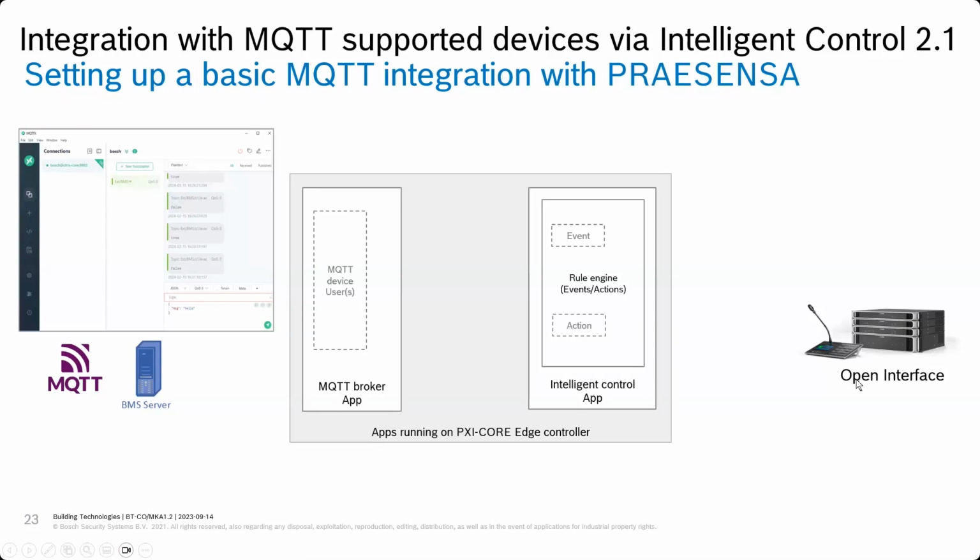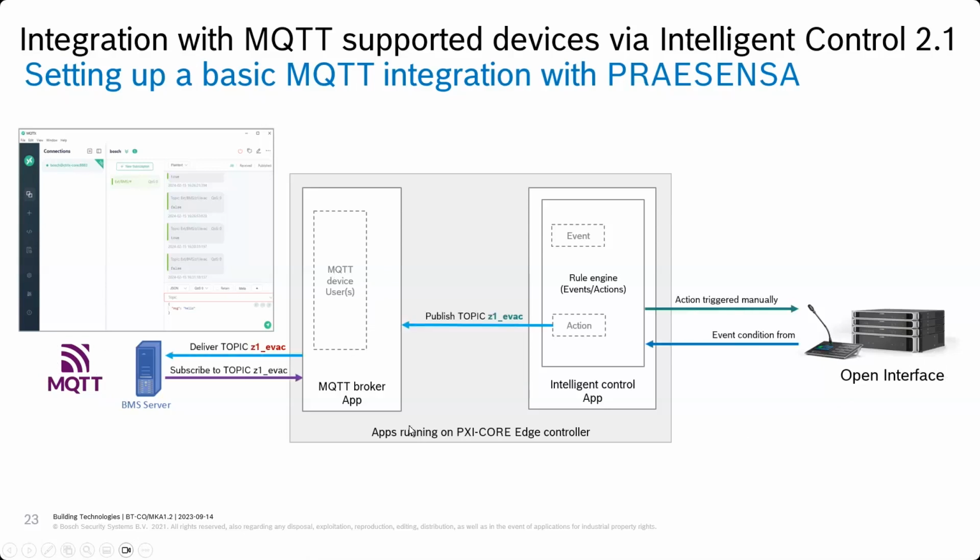On the other side, I have a PRAESENSA system, which normally communicates only through open interface. This one is communicating through MQTT. So that could be your BMS server in this case, and that connects to the MQTT broker app here, which runs on the PXI-Core. So what happens? You can, for example, subscribe to a Z1 evac in zone 1, which is an evac priority. I want to have that update status here, and then you have some internal communication here.